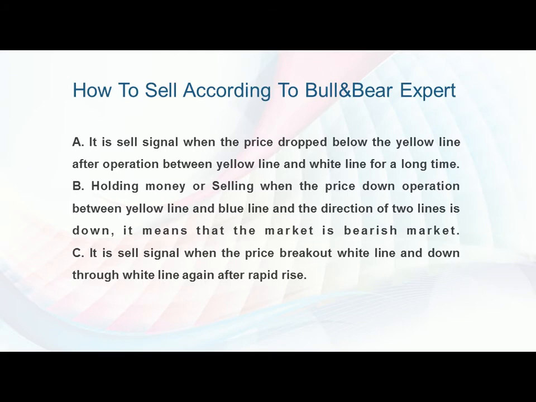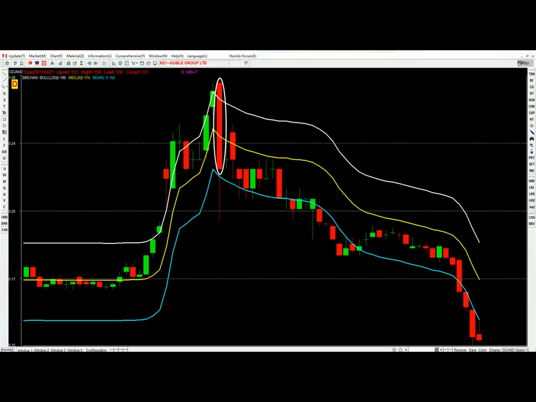How to sell? Just now I taught you how to buy. Then you should know how to sell according to the bull and bear channel. The first one, it is a sell signal when the price drops below the yellow line after operating between the yellow and the white line for a long time. Holding money or sell when the price goes downward between a yellow line and the blue line and the direction of two lines is down. It means that the market is bearish. Then it is a sell signal when the price breaks out the white line and downward breaks out the white line again after a rapid rise. What's that meaning?